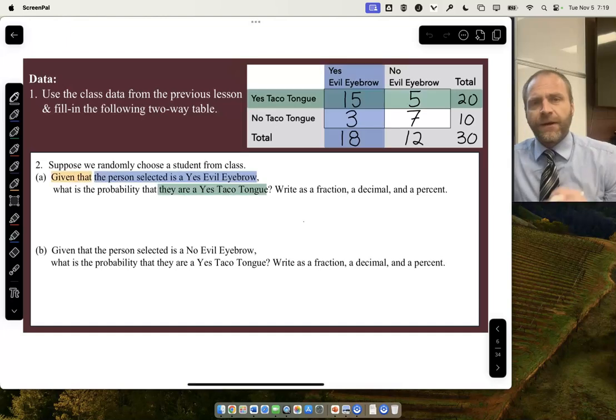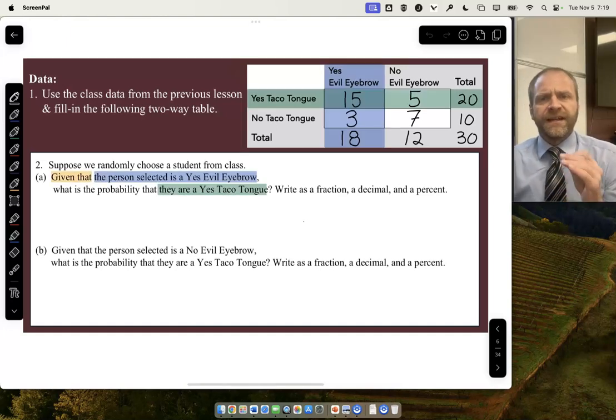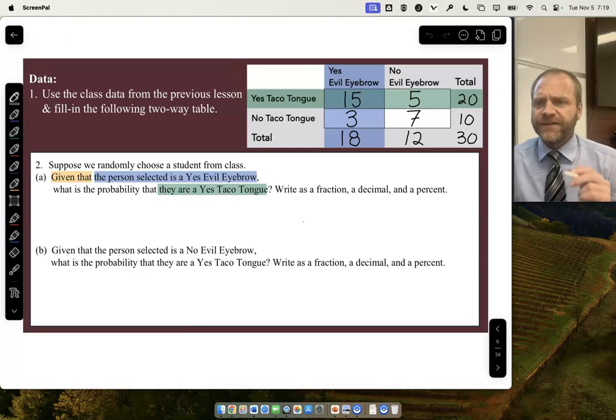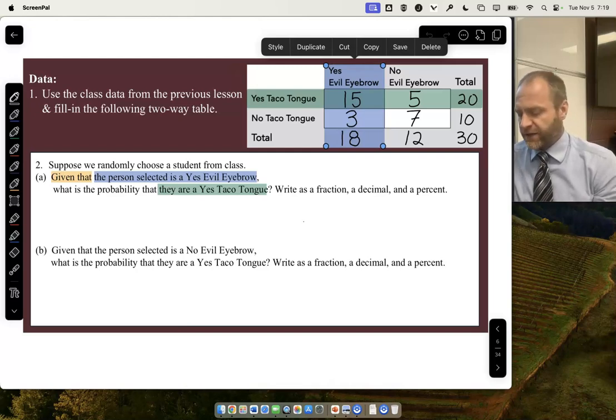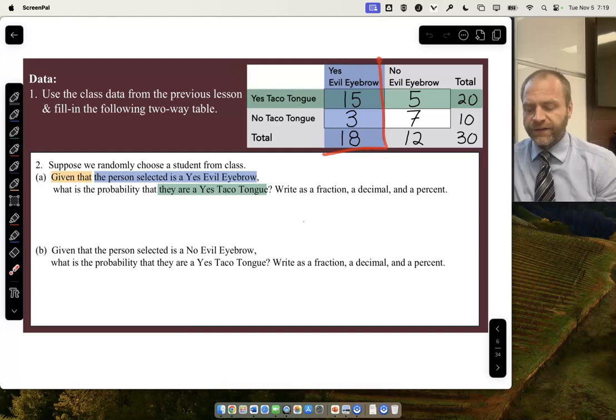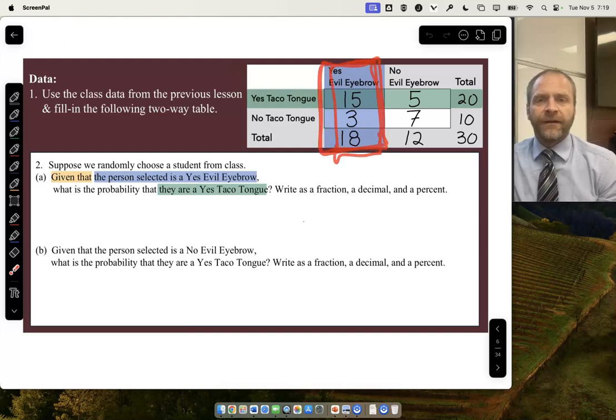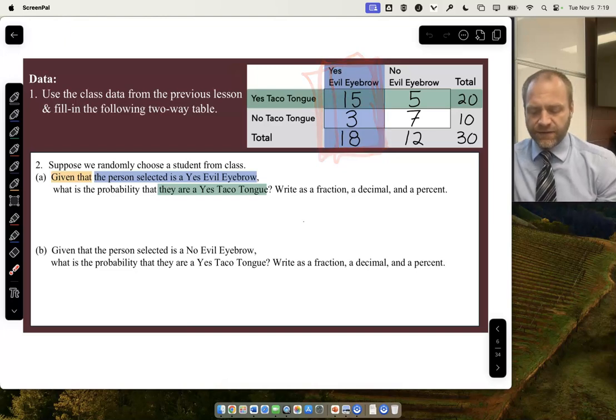So when we're going through this, I want to focus on the wording of this. Given that, that phrasing right there is extremely important. That means we are focusing solely on given that the person is a yes evil eyebrow. So we are looking really at that section right there. We are focusing on making sure that we are only seeing this. Yes, this had to occur. Given that we are in this column, what's the probability that somebody can yes taco tongue?